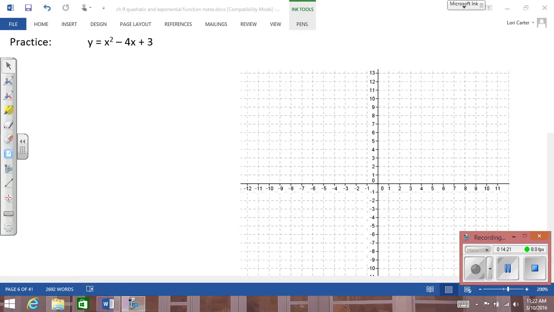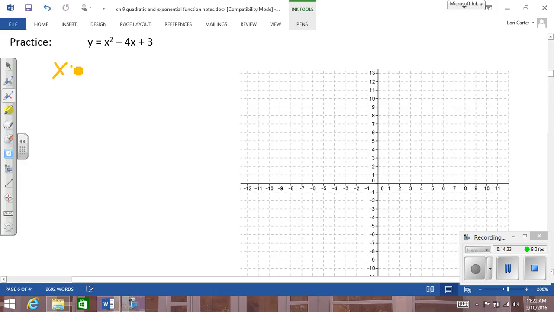You go to the original problem. Yep, and you did x equals the opposite of b over 2a. Did everybody get 2? Yes, ma'am. Okay, so we went to 2, and you did your axis of symmetry. Everybody's happy. What's your y-intercept? 3. So it's 0, 3. So I go to 0, 3, and I put my dot and my mirror.